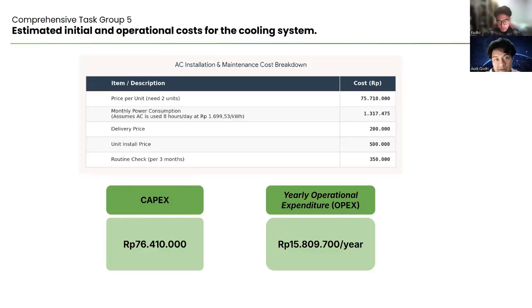And the yearly operational expenditure or OPEX would be around 15,809,000 rupiah per year. The delivery price, unit install price, and routine check per 3 months are estimates based on our analysis and on the prices several services offer. The 350,000 rupiah price we got is from a typical AC unit cleaning service. So these prices would fluctuate based on the services that are used.